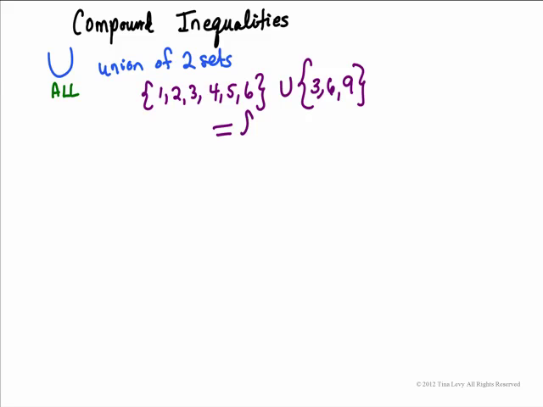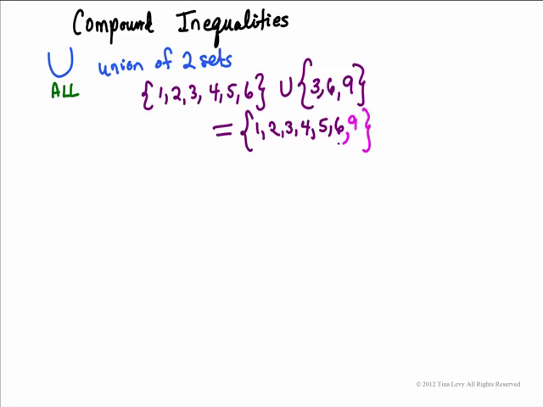They only occur once, so I would put in everything from one set, 1, 2, 3, 4, 5, 6. And then I look at the other set. I already have the 3, I already have the 6, so I put the 9. And that then becomes the union of those two.